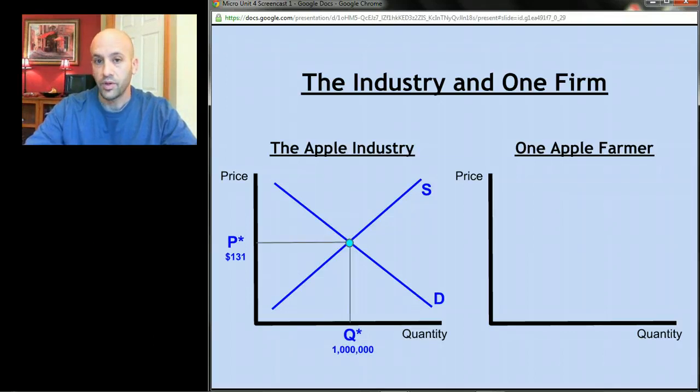If we're talking about bushels of apples, and this is where the supply and demand curves in the industry meet, the equilibrium price of a bushel might be $131. That seems a bit high, but let's just go with it. The equilibrium quantity in the industry might be 1 million bushels of apples.